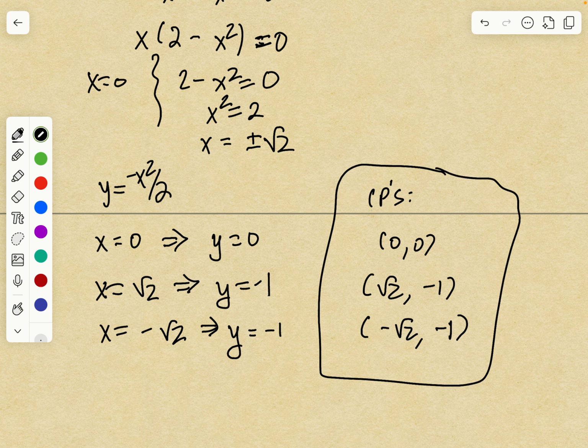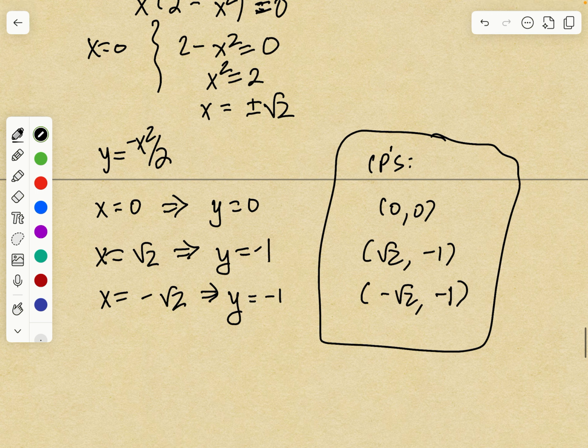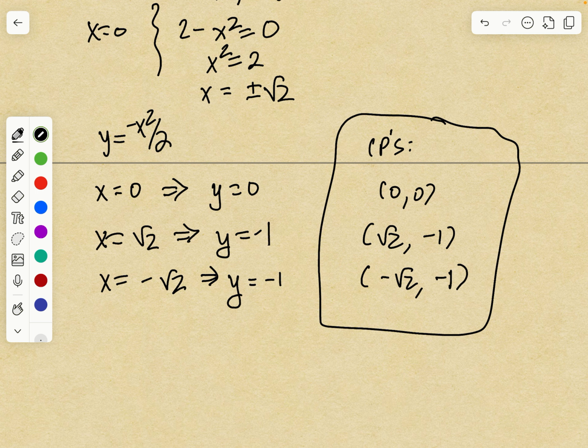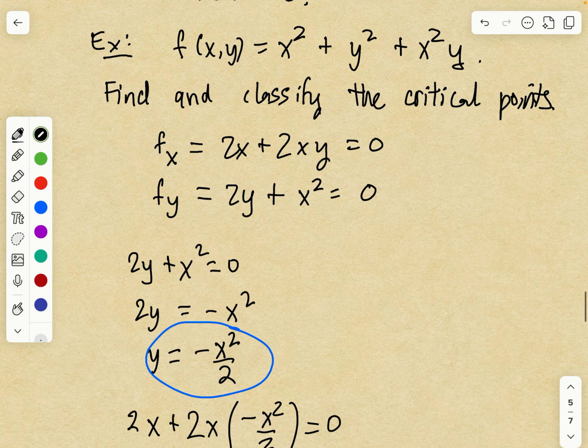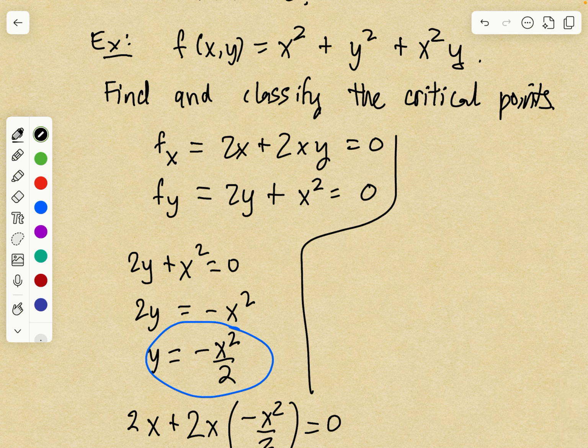So my critical points are (0, 0), (root 2, negative 1), and (negative root 2, negative 1). So that's the first part of the problem, to find the critical points. Now we need to classify the critical points, and for that we need the second partial derivatives. We found the first partial derivatives, so now let's find the second. f sub xx is equal to 2 plus 2y, f sub xy is equal to 2x, and f sub yy is equal to 2.